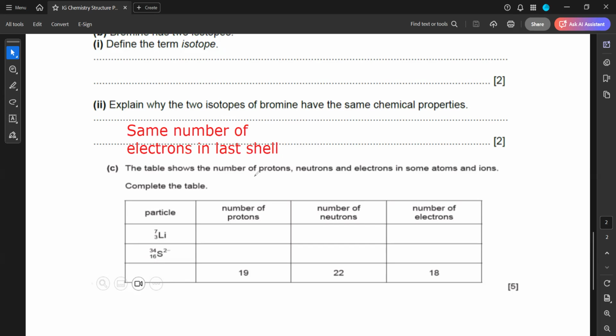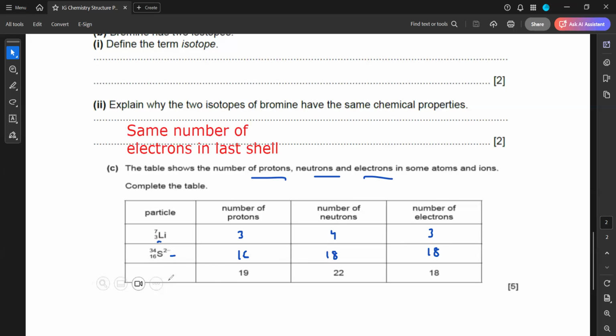Then we have a table that shows the number of protons, neutrons, and electrons for some of the atoms and the ions. We have lithium, Li, here. How many protons? This is representing the proton number, so 3 protons. To get the neutrons, we subtract, so 7 minus 3 equals 4. And to get the number of electrons, it's an atom. An atom has an equal number of protons and electrons, so it will be 3. For sulfur, it will have 16 protons, 34 minus 16, that is 18 neutrons. And the charge is -2, meaning it has an additional 2 electrons, so there will be 18 electrons.